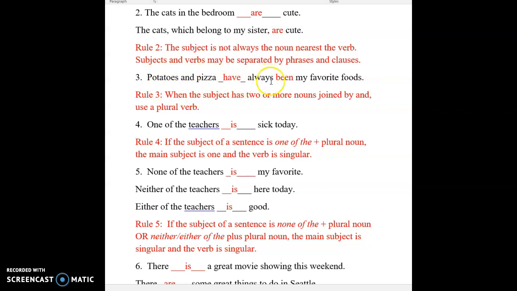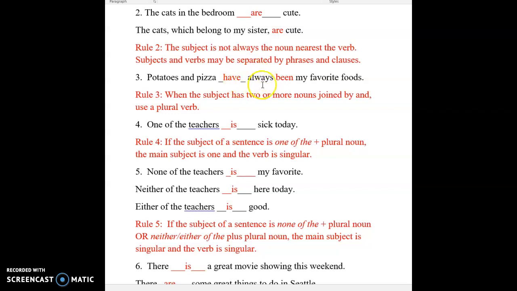Have always been my favorite foods. Now notice this is have been, that's present perfect. Okay, so make sure you get the whole verb form. You use have or has with present perfect, and then the past participle. That was covered in the chapter, I think, on present time verbs.